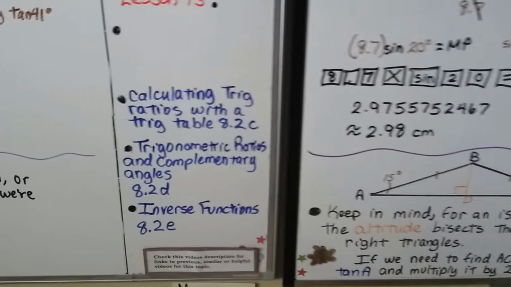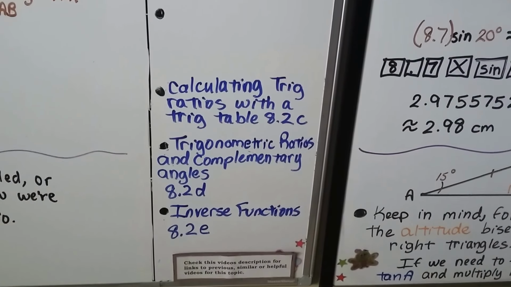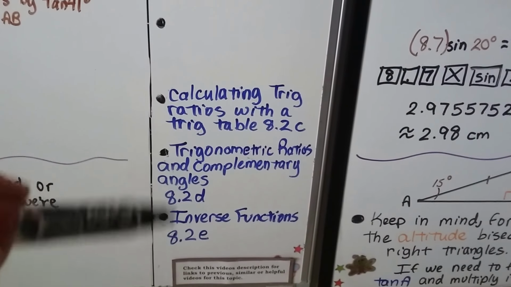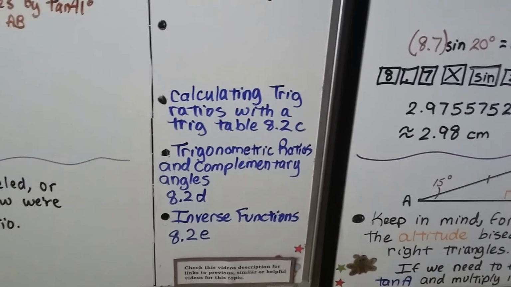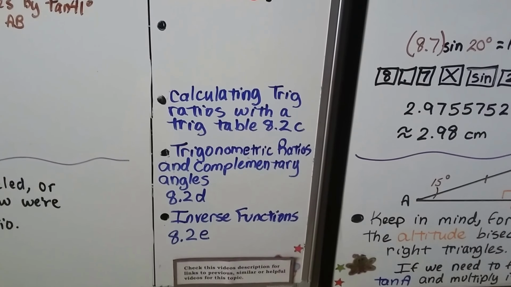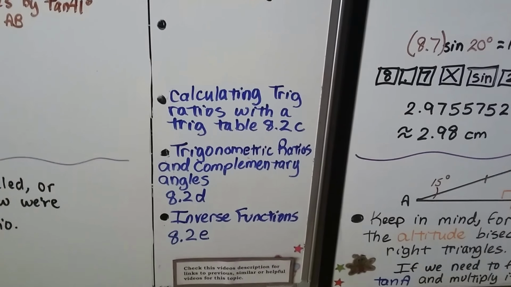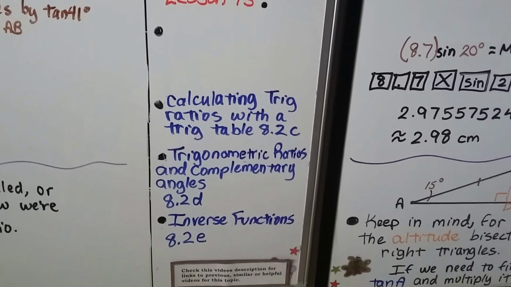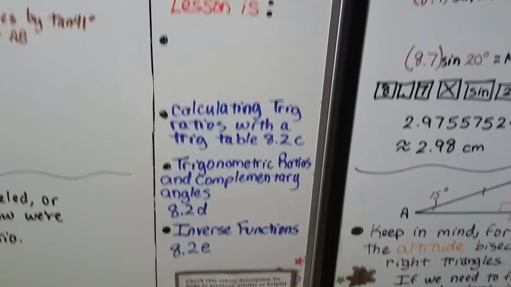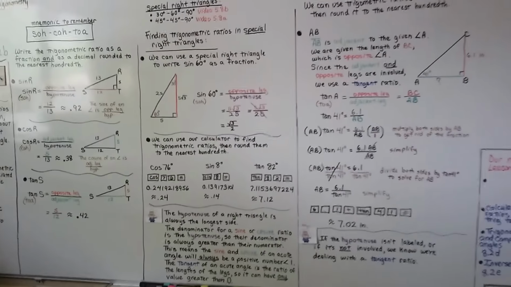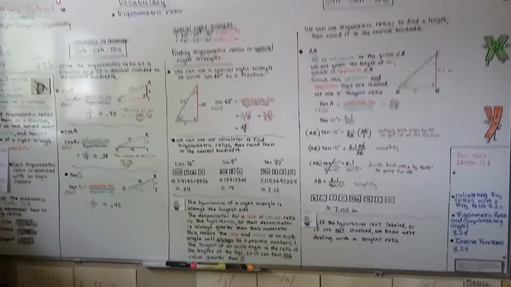Our next lesson is going to be calculating trig ratios with a trig table, 8.2c. And I just added this in before these because I thought, well, some people don't have a cell phone. Some people don't have a scientific calculator with them, so maybe they could use a trig table. You really should know how to use both, okay? And then we'll do the rest of lesson 8.2. So there's a lot of parts to this lesson this time, okay? But I wanted to make sure that you saw everything you needed to see for 8.2, all right?